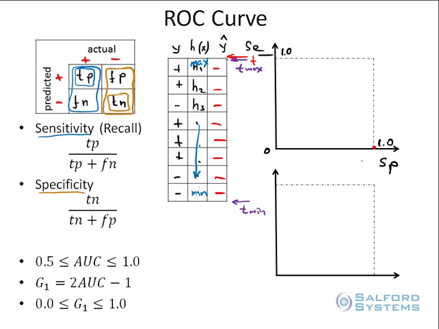Now, on the other hand, if I set my threshold to the minimum value, let me actually use some of this technology here to erase these things. What happens in this case is that if my threshold is set at the minimum, now I'm going to assign all records to the positive outcome.